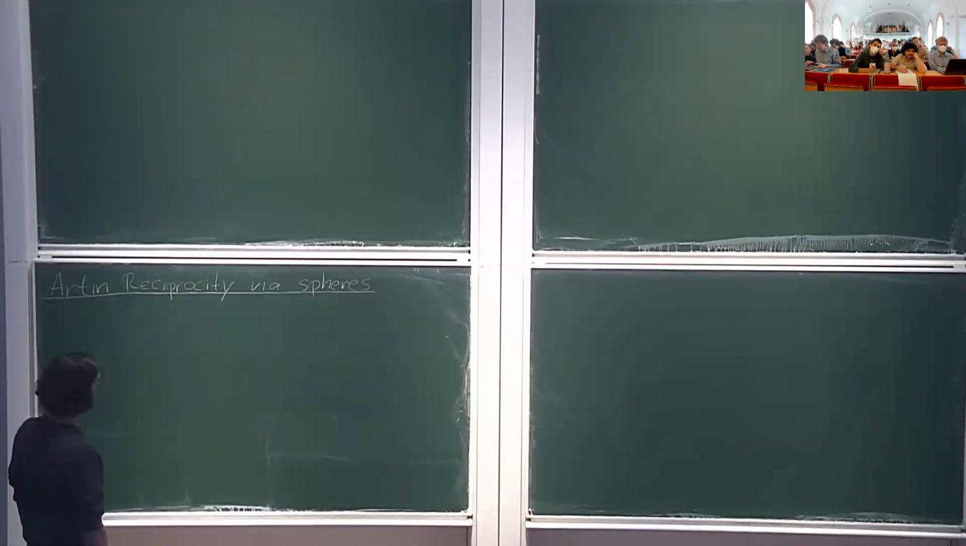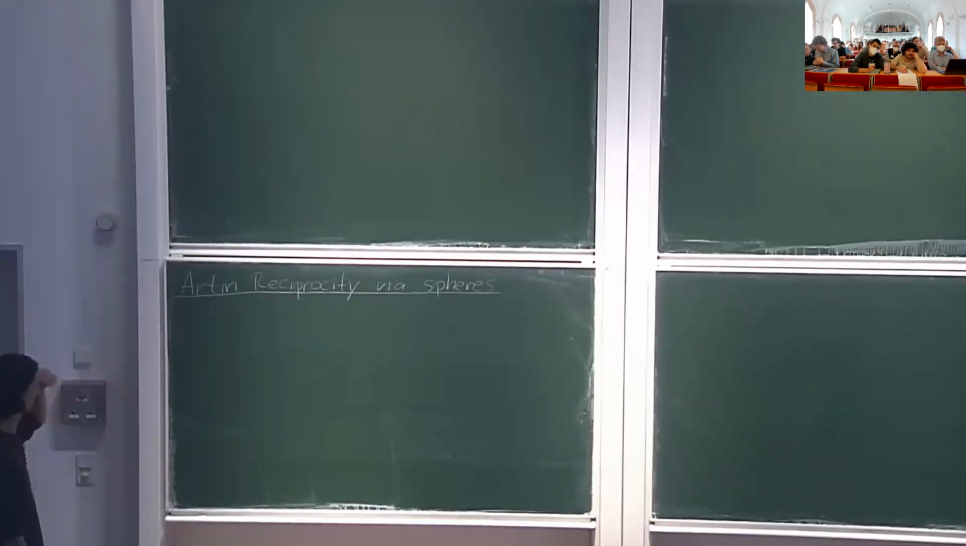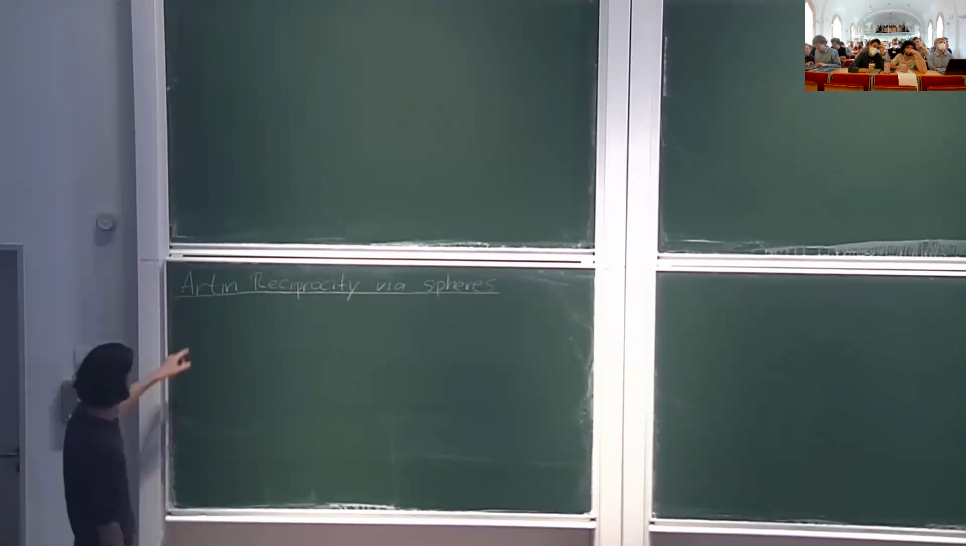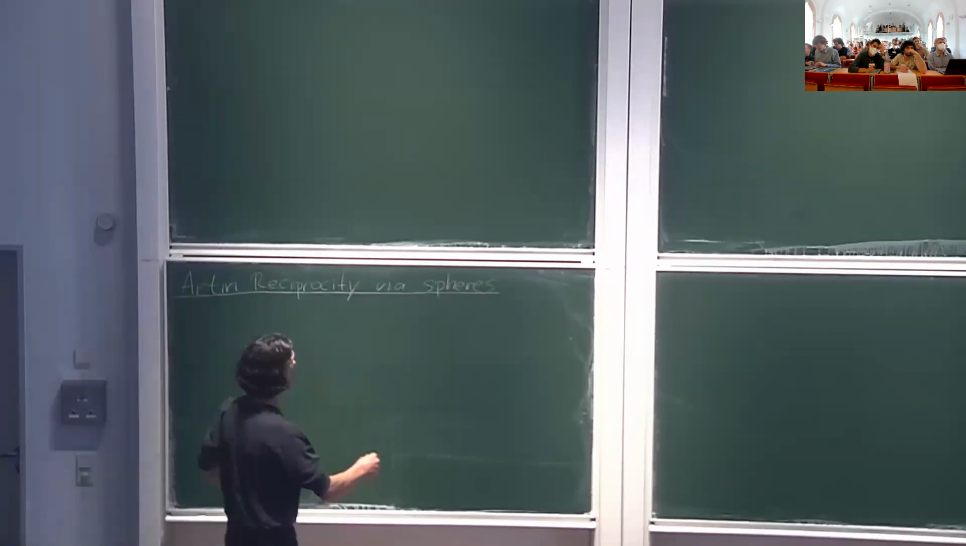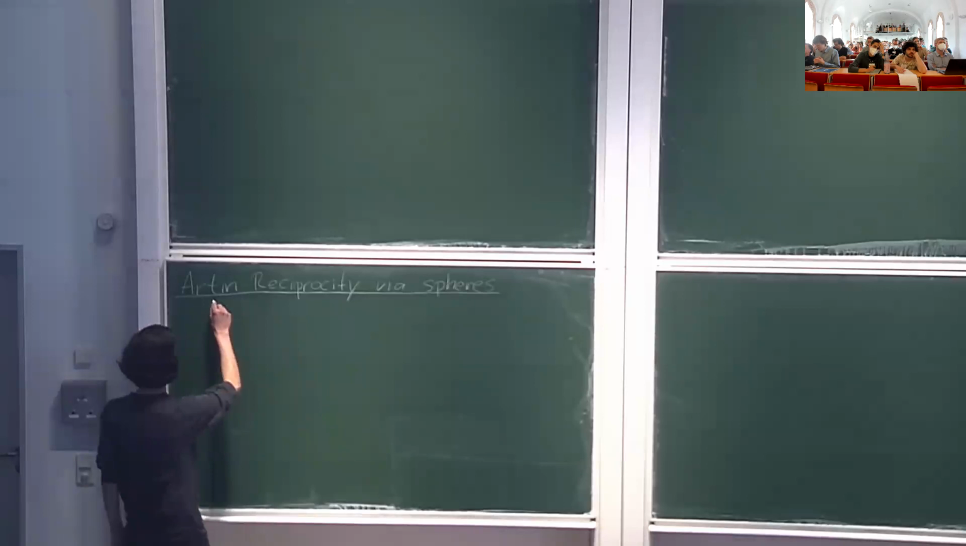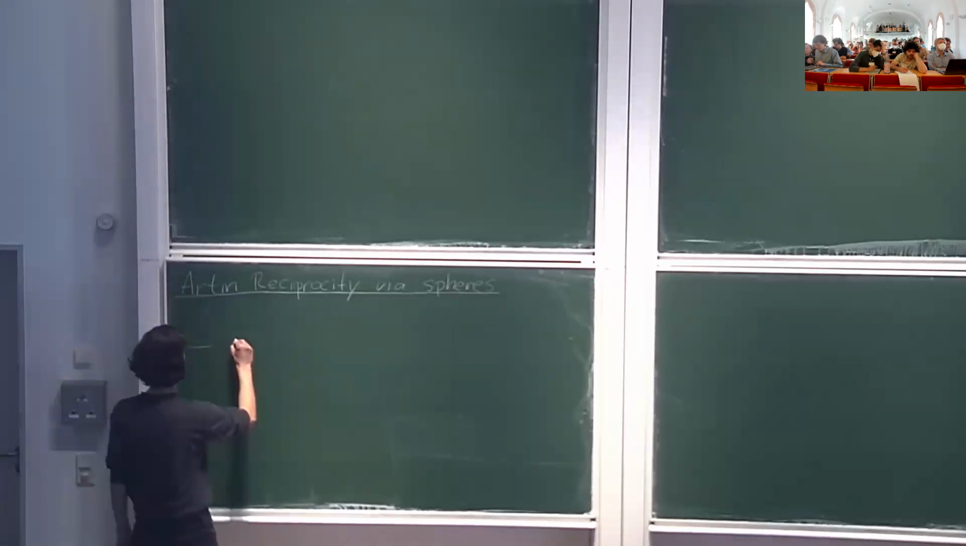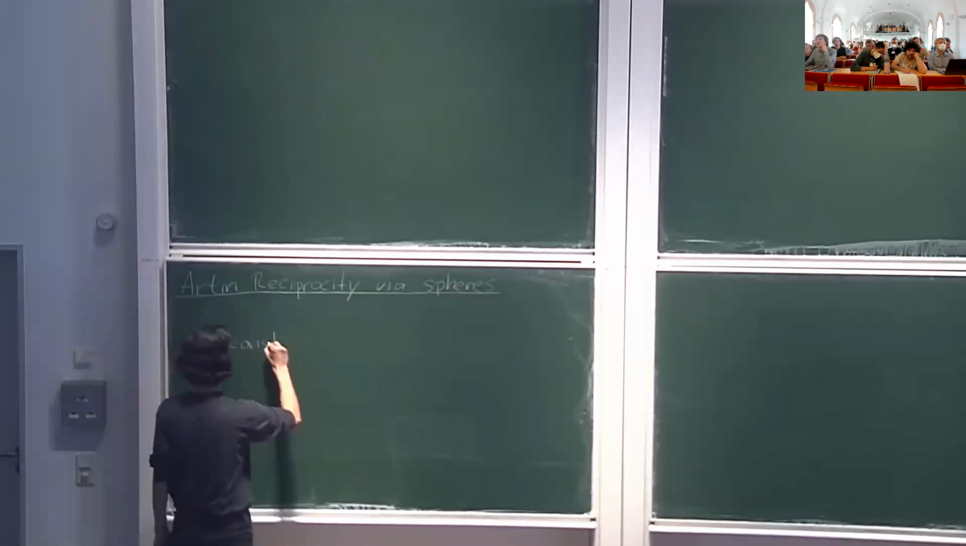So yeah, this is homotopy theory with applications to arithmetic, I guess. So it fits in the theme of the conference. So what is Artin reciprocity? Well, Artin reciprocity is something in number theory, and it has to do with the construction of what are known as Artin maps.